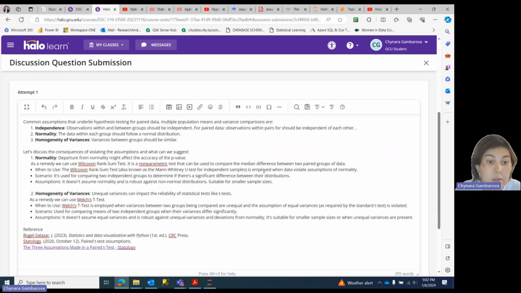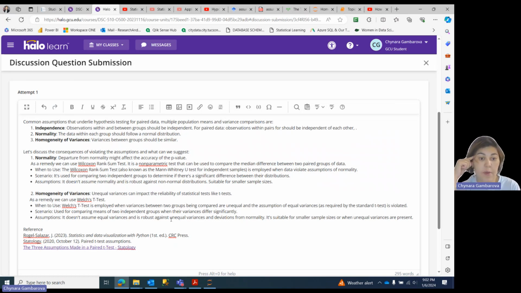So let's discuss the consequences of violating the assumptions and what we can suggest. For normality, departure from normality might affect the accuracy of the p-value, which won't give us a good output. As a remedy, we can use the Wilcoxon signed rank test. This is a non-parametric test that can be used to compare the median difference between two paired groups of data. So we can use it when the normality assumption is violated.